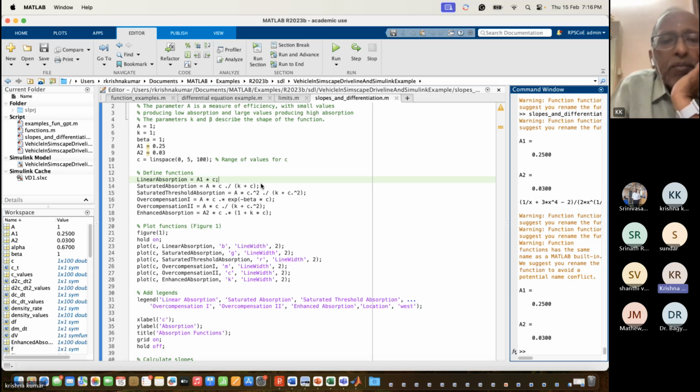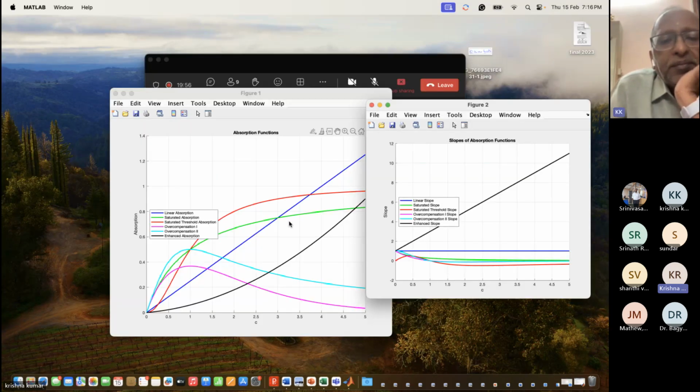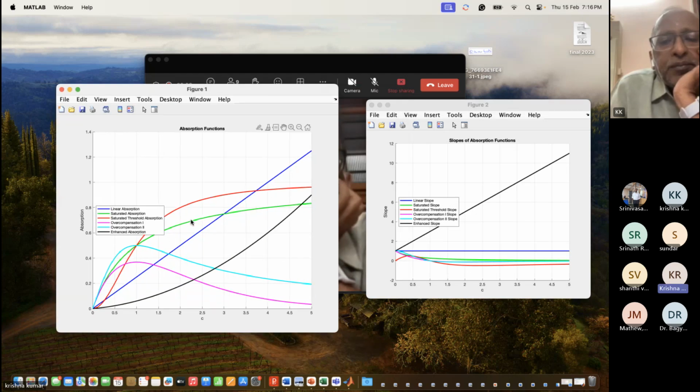As C keeps on increasing, then C plus K will be approximately equal to C itself. Right? So as C keeps on increasing, the value that the absorption will realize is just A. That is called saturated absorption. So you can see it here. It just keeps on increasing, and then it reaches this value. Right? So this is called saturation. Saturated. So what do you mean by saturated?